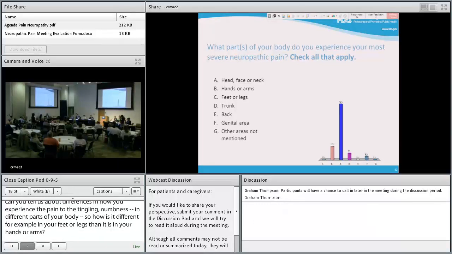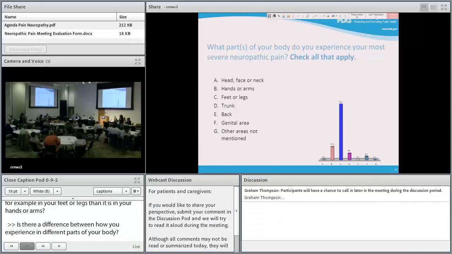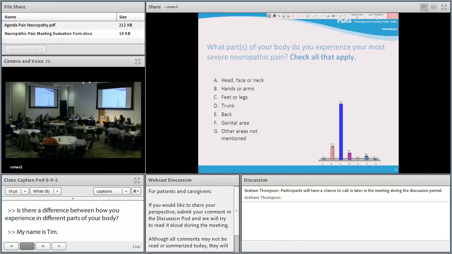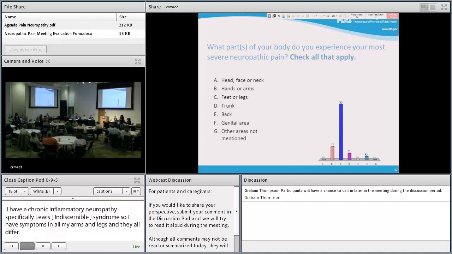My name is Tim. I have a chronic inflammatory demyelinating polyneuropathy, specifically Lewis-Sumner syndrome. And so I have symptoms in all my arms and legs, and they all differ. So with my feet, it's mostly a numbness, maybe some tingling. It's led me to several falls, limited some activity. At its worst, I'll take the elevator instead of the stairs.